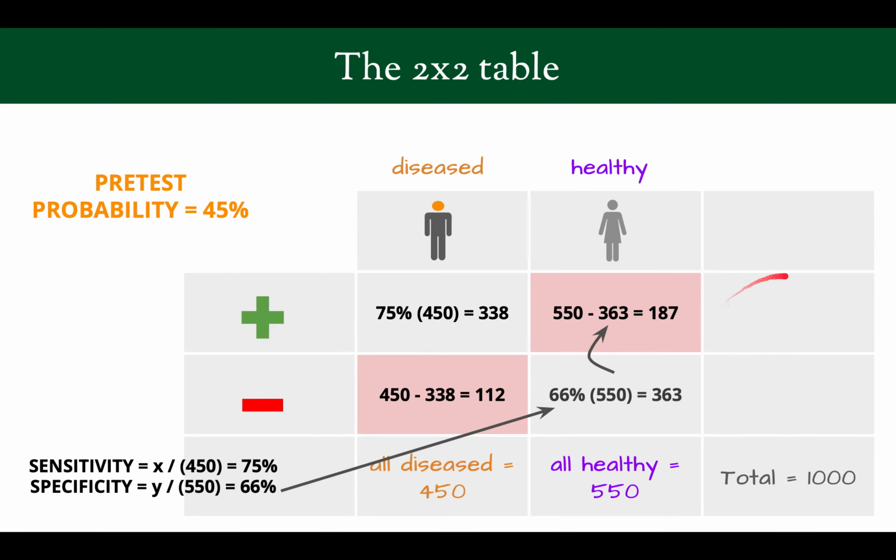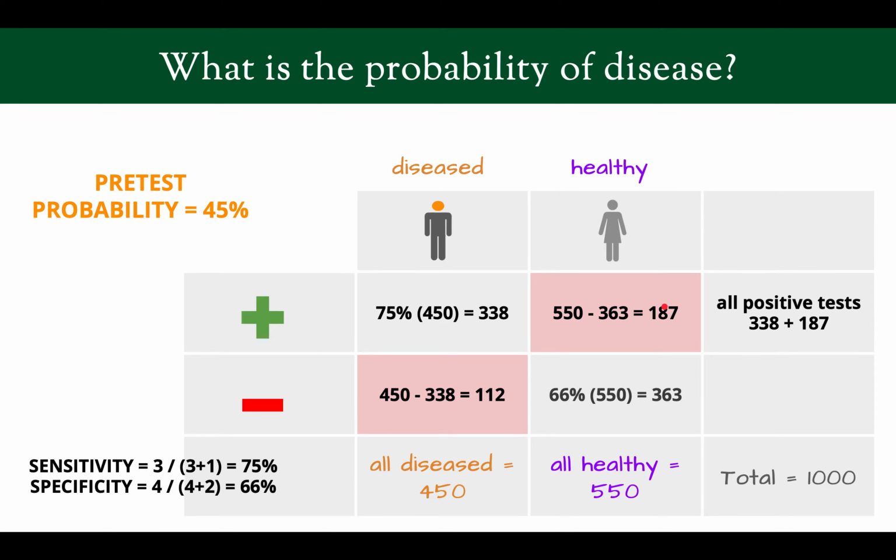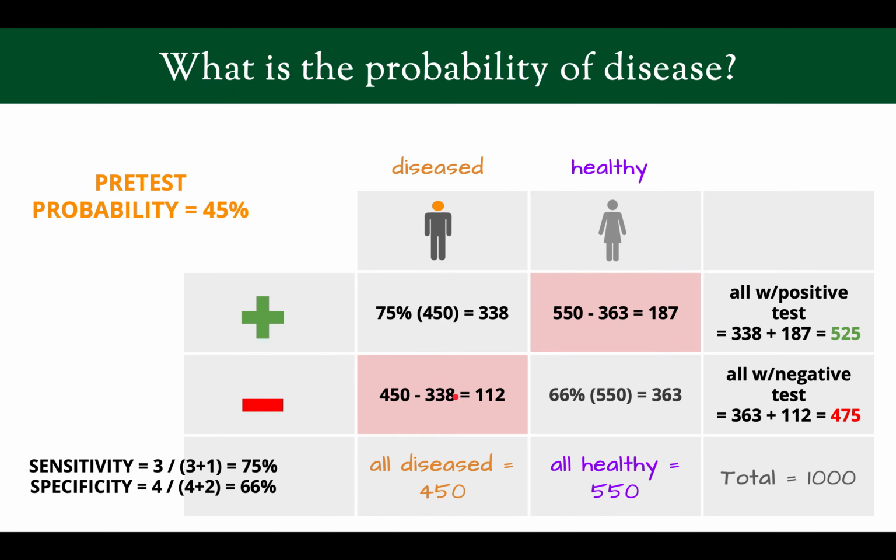Now we have to say, what is the total number of people that had a positive test? Well, we have our true positives and our false positives. We can add those up and we get that there. And then we can figure out our total number of negatives, right? So 112 plus 363, so our false negatives and our true negatives, and we get 475. So 525 was the total number of people with a positive test there.